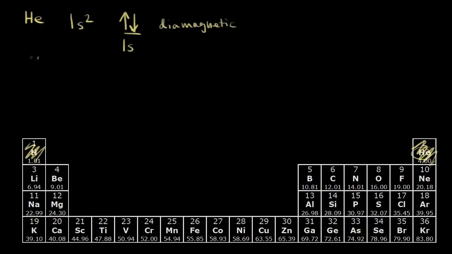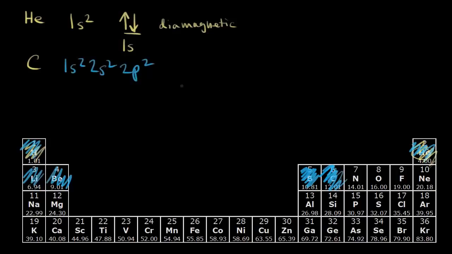Let's do carbon next. So let's find carbon. So here's carbon on the periodic table. If I wanted to write an electron configuration for carbon, well, it would be 1s2. So I'll start 1s2, and then we have 2s2, and then we're in the 2p1 and then 2p2. So 1s2, 2s2, 2p2 is the electron configuration for carbon.